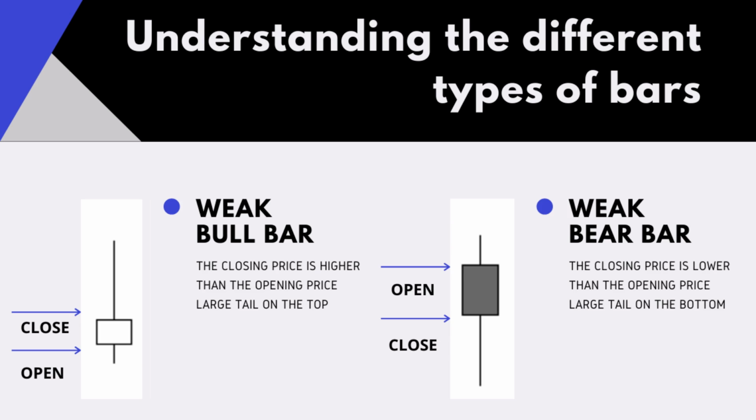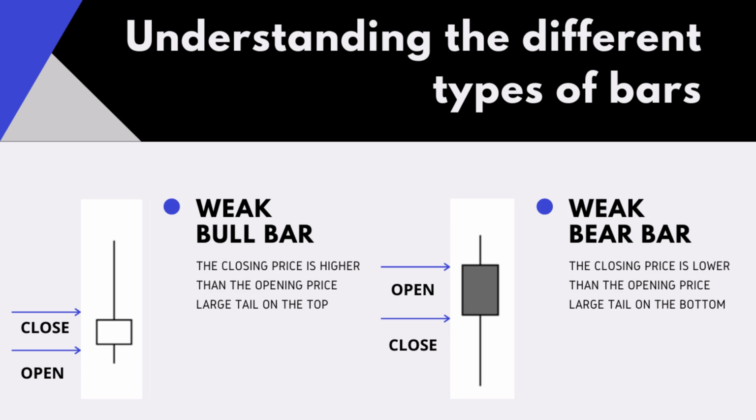Obviously, the opposite of a strong bar is a weak bar, and we have two types of weak bars. We have a weak bull bar, which has a closing price higher than the opening price, and you can expect to have a large tail on the top of the bar. This tells the trader that buyers weren't very aggressive at the end of the given time period.